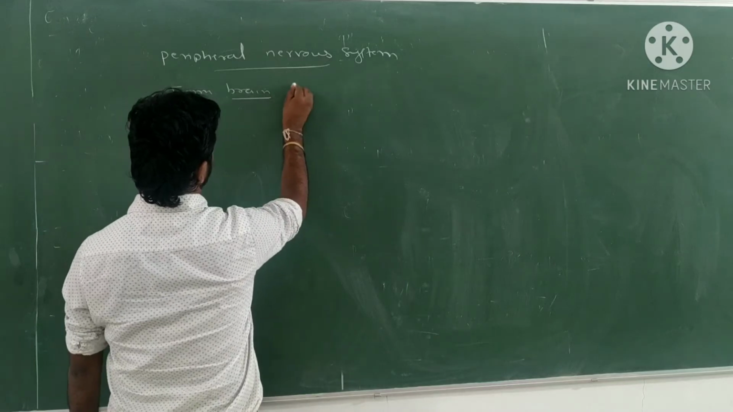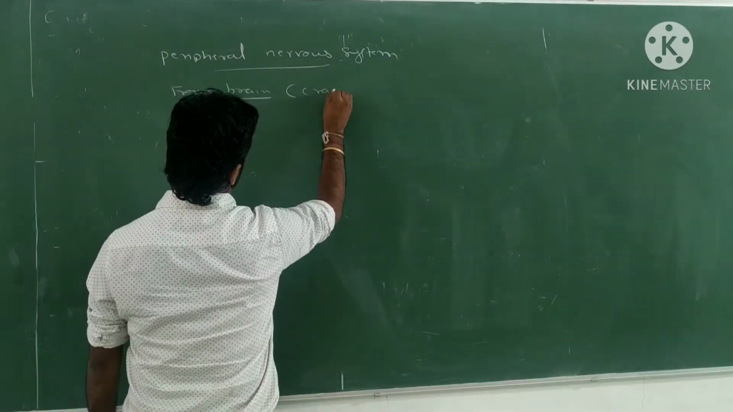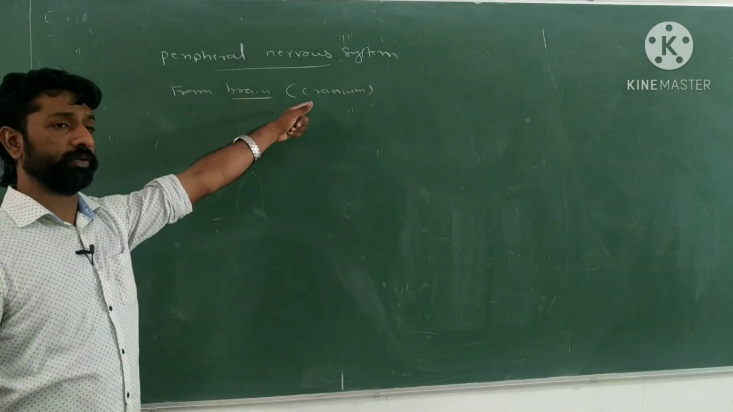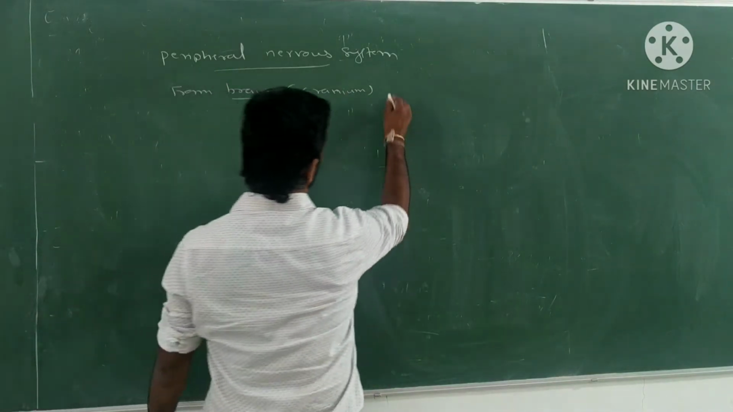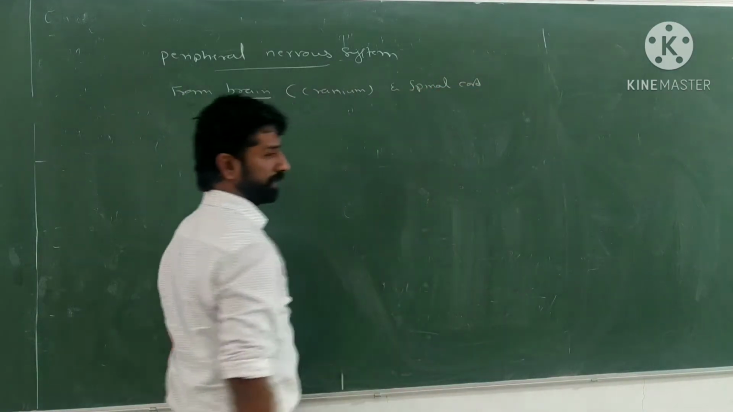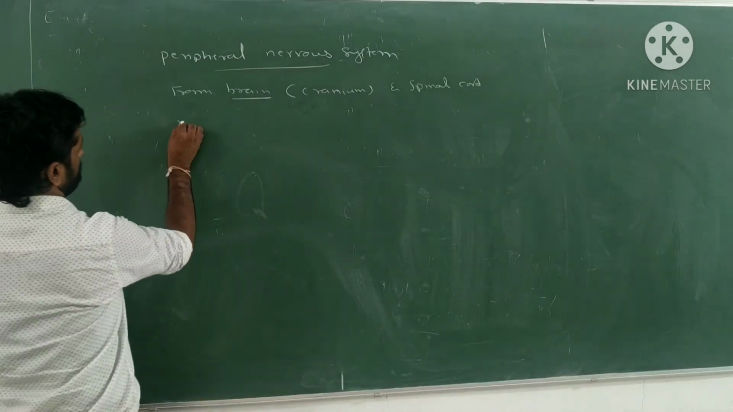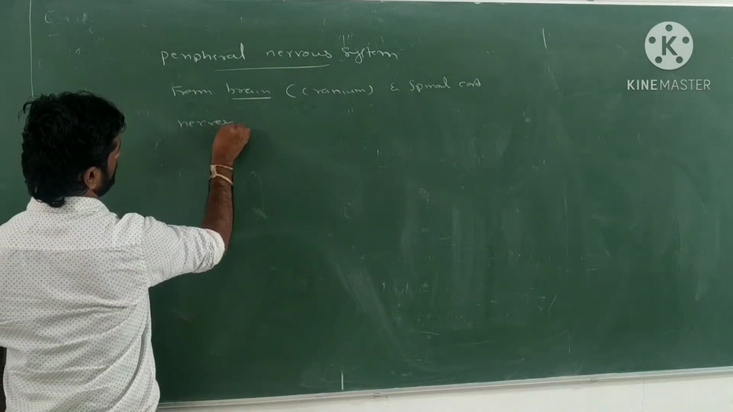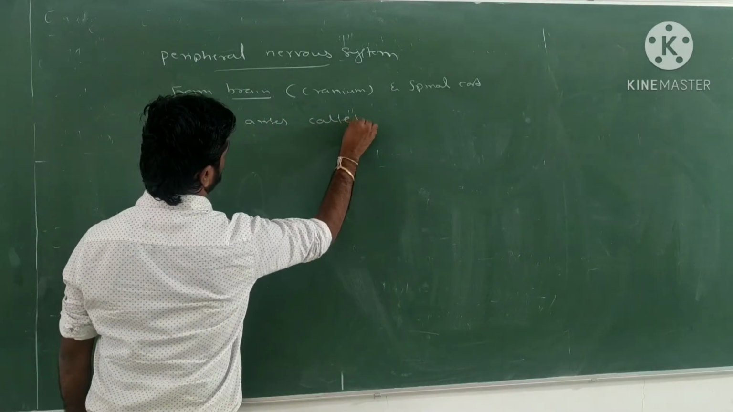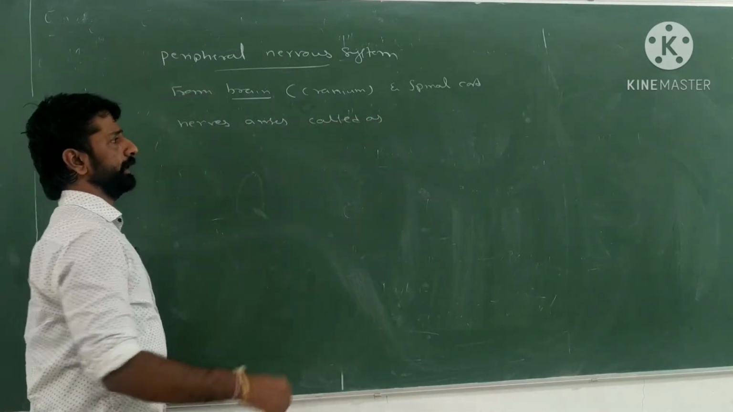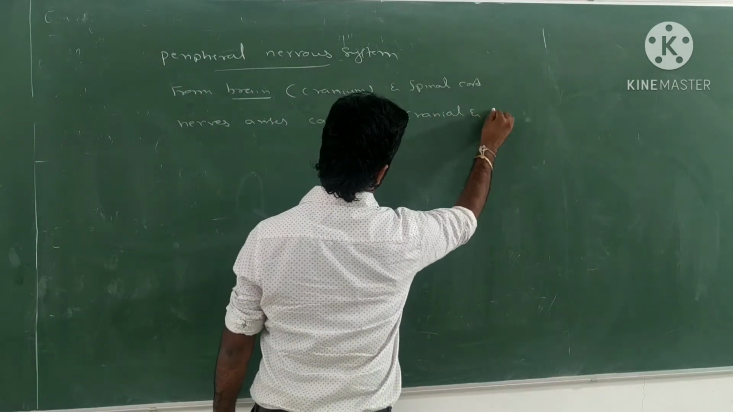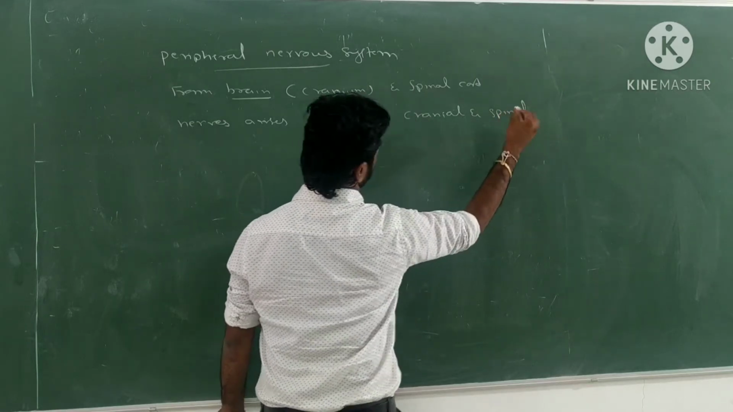particularly the part of the brain protected by the structure called the cranium, and from the spinal cord, the nerves arise. These nerves are called the cranial and the spinal nerves.